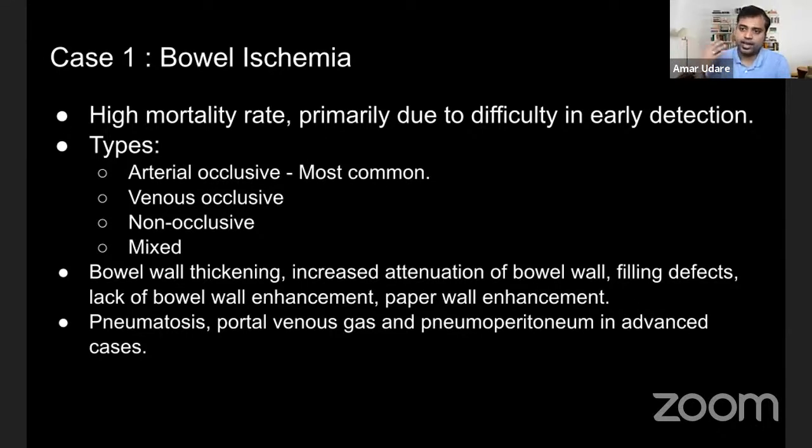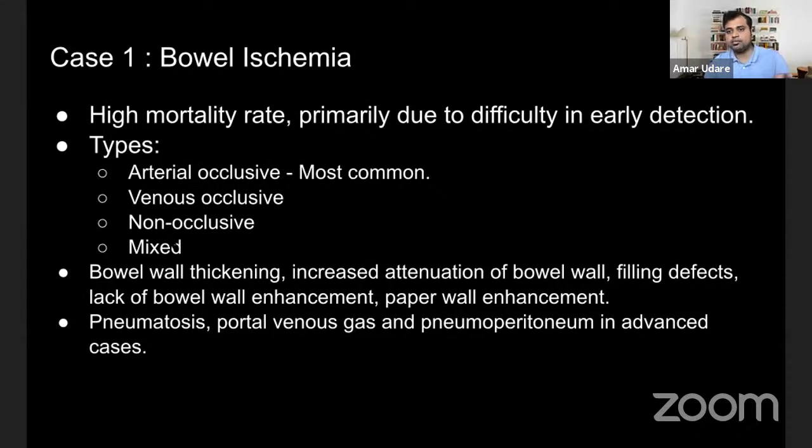Even I have been guilty of that as a resident, and even as a fellow, I have missed bowel ischemia. So now I make sure that I look at the images in the coronal plane and compare bowel enhancement. Jejunum is a good reference point, because in most cases, the jejunum will show excellent enhancement. It's very well perfused, so a jejunum can be a good internal control. In most cases, the pathology is arterial occlusion, but rarely it can be due to venous ischemia or non-occlusive mesenteric ischemia, as we saw in our case.